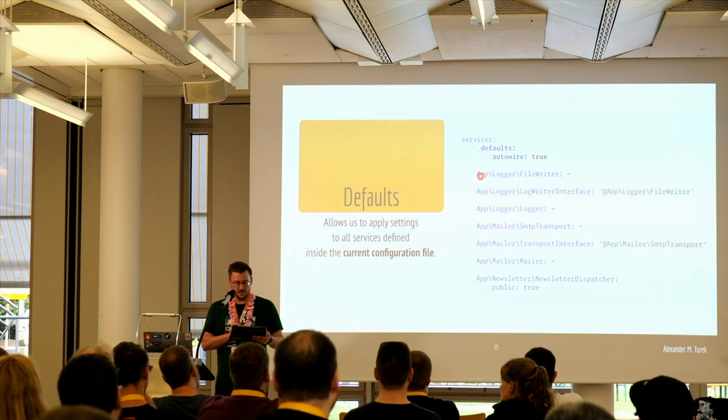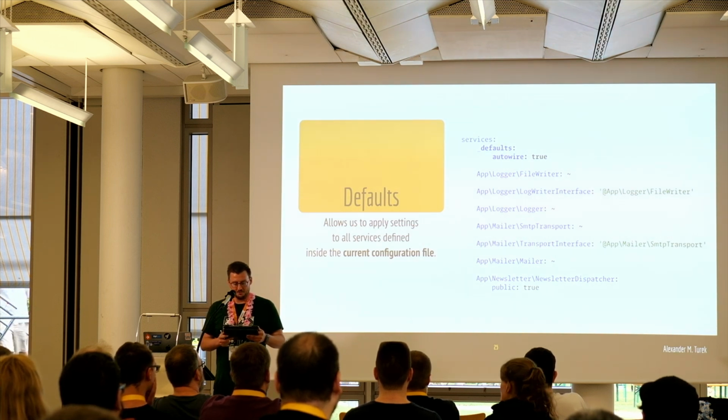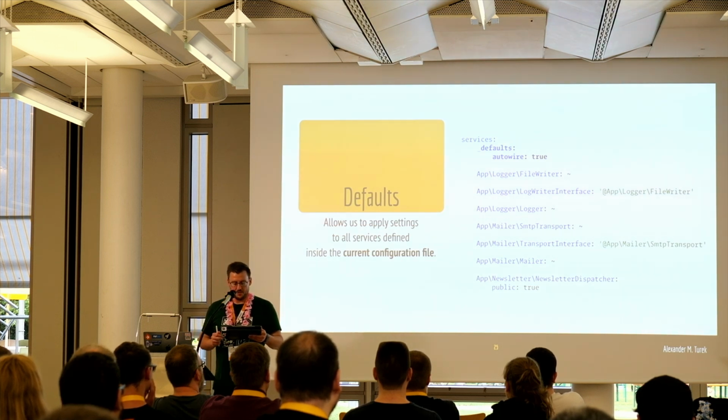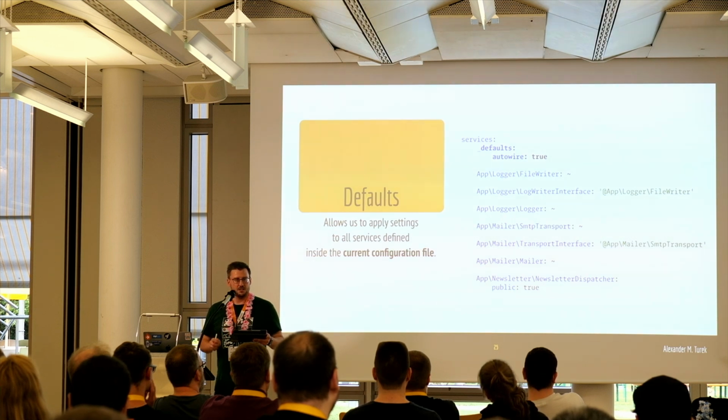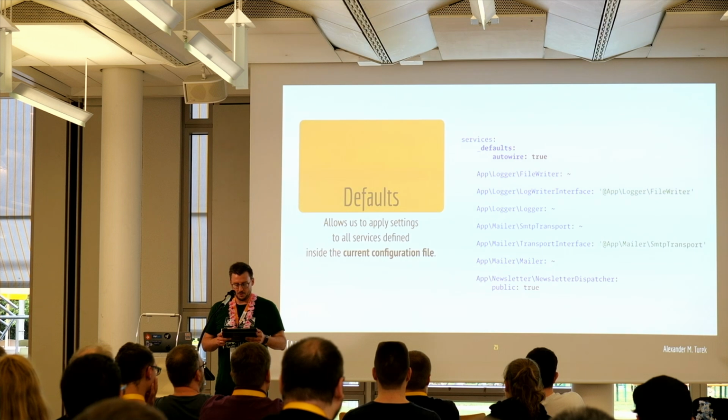So now we have, like most services, service definitions are now empty because we auto-wire them and we say we want to auto-wire everything. So this also makes the file a bit smaller. The only thing that's left here is the newsletter dispatcher. I still have to say it should be public true. So how do we get rid of this?